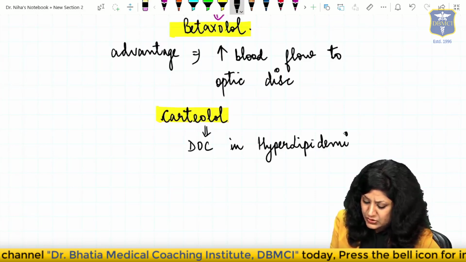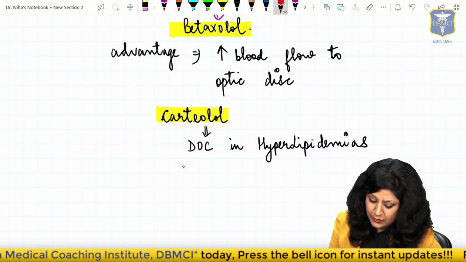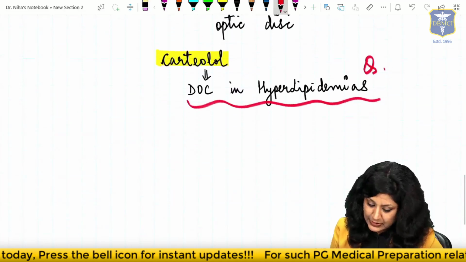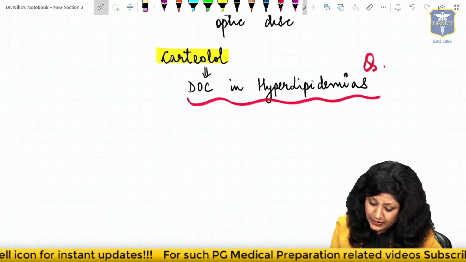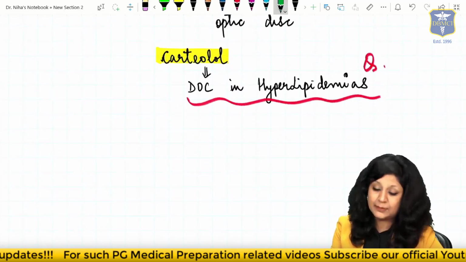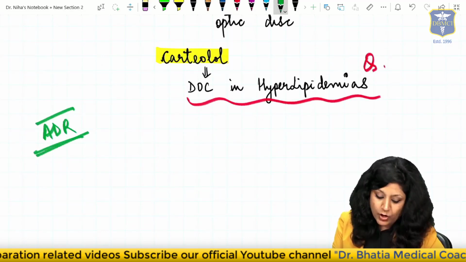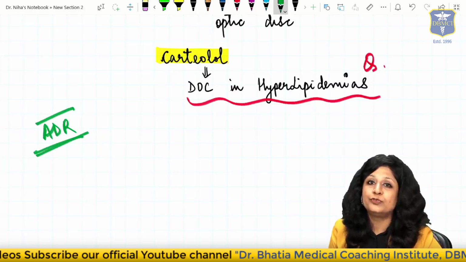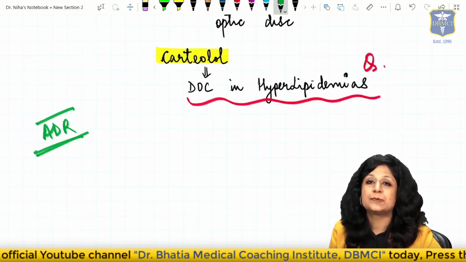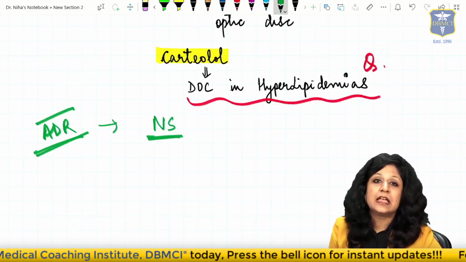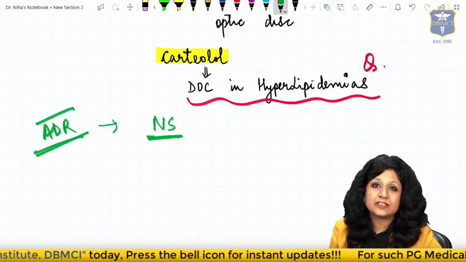So any patient who is having hyperlipidemia will be given carteolol as the drug of choice. Now another important thing, in respect to the recent pattern of the questions, they are asking you the adverse reactions. What can be the adverse reactions of these beta blockers, especially the non-selective kind of beta blockers, and these should not be given in such conditions.